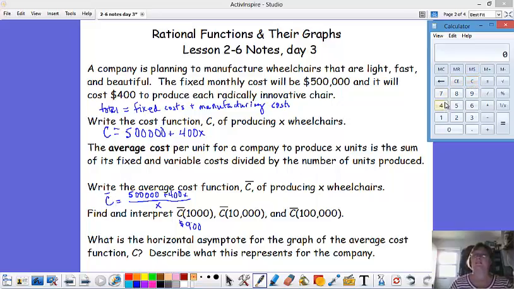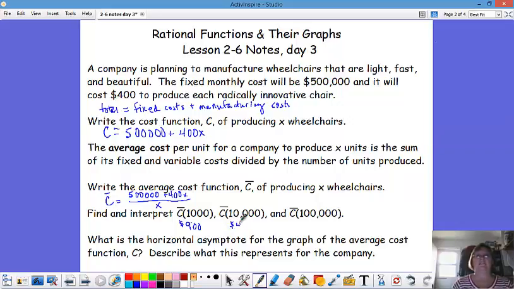This says let's try 10,000, so it's $400 per chair this time, times 10,000, and we want that added to the fixed costs of 500,000. And this time our division is going to be by the 10,000 chairs that we are making. So when we increase the production amount to 10,000, we have halved the price of one chair. $450 was that average.